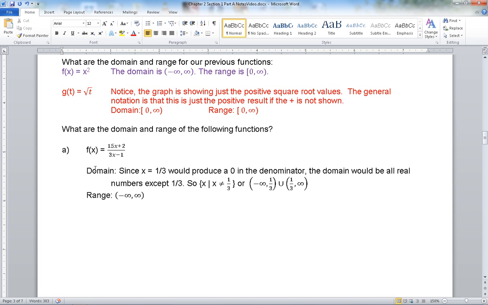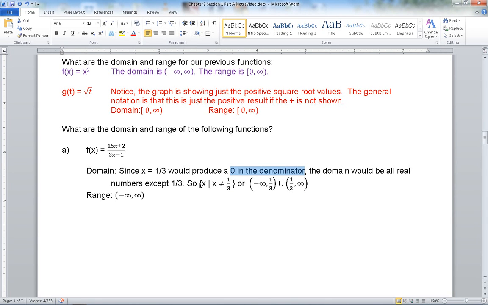Hopefully, you can see that if I plug in 1/3 for x, 1/3 of 3 is 1, and 1 minus 1 would be 0, and now we've got a 0 in the denominator. Well, that's sort of a no-no in mathematics, right? That would produce an undefined result. So any other number I plug in is going to be fine, but I just can't include 1/3.